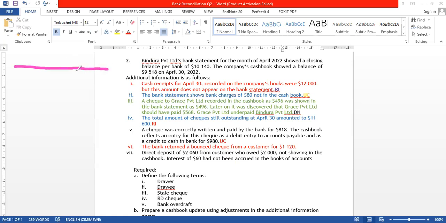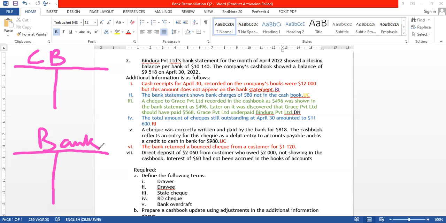So what is happening here is that we have something like this. This is the cash book, and this is the bank. Right. So as I said, the bank statement balance will always be on the credit side if it is positive. So in this case, we are told that there was a bank statement balance of 10,140. Then we have the cash book balance of 9,000.